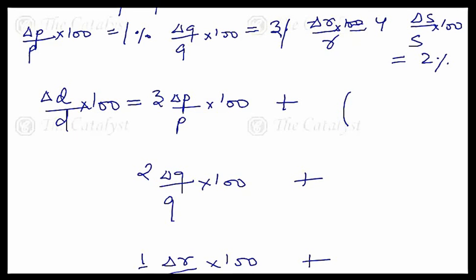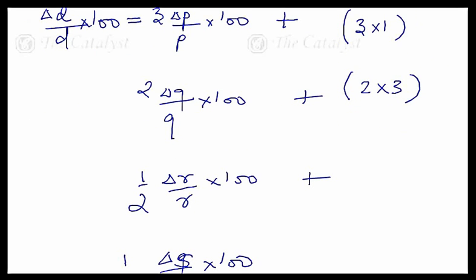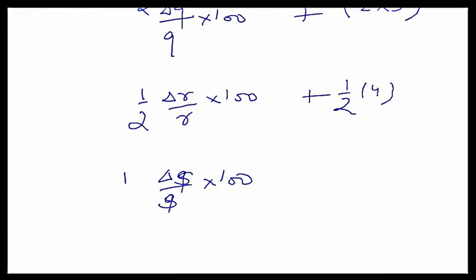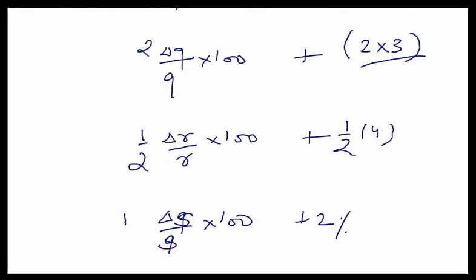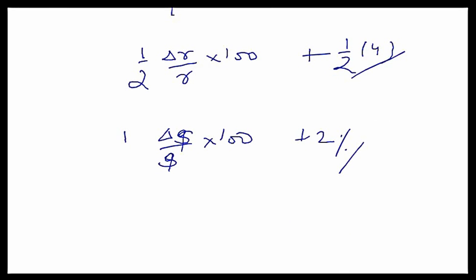This is 3 into 1%. How much is this? This is 2 into 3%. How much is this? This is half into 4%, and this is 2%, right? So 3 plus 6 is 9, 9 plus 2 is 11, 11 plus 2 is 13. So the percentage relative error in D, delta D upon D into 100, is 13%.